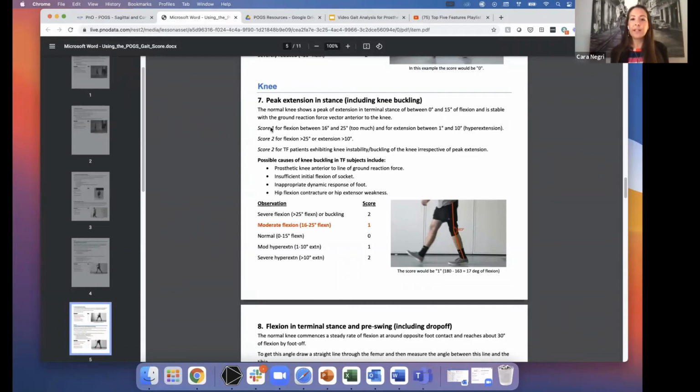So peak extension and stance, so we're looking for that peak extension in terminal stance. So it's going to be between 0 and 15 degrees of flexion. And then we're going to score a 1 for flexion between 16 and 25, or extension beyond that, so between 1 and 10 degrees of hyperextension. So again, those standard deviations are going to be on both sides of the spectrum of too much or too little. So then a score of 2 would be flexion greater than 25 or extension greater than 10. A score of 2 for transfemoral patients exhibits knee instability or buckling of the knee. So let's take a look and see what we see here.